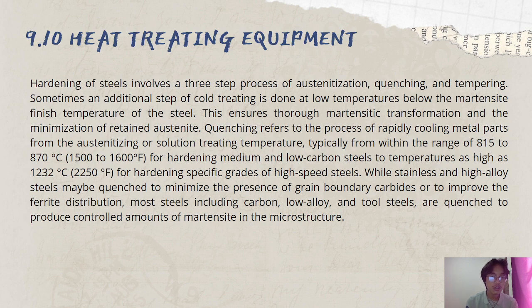Most steels, including carbon, low alloy, and tool steels, are quenched to produce a controlled amount of martensite in the microstructure.